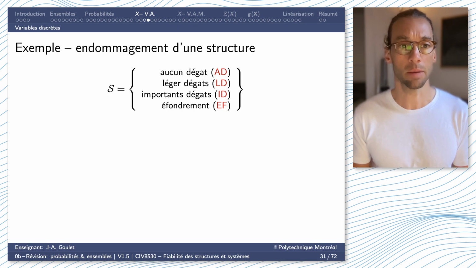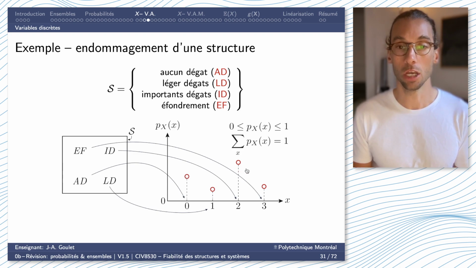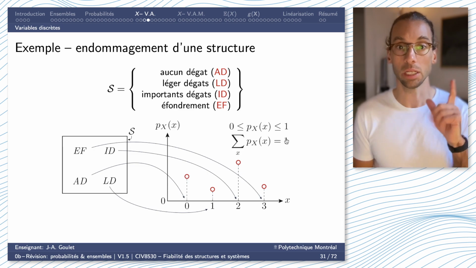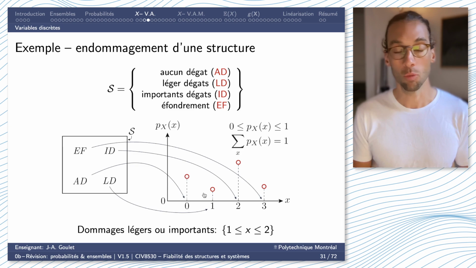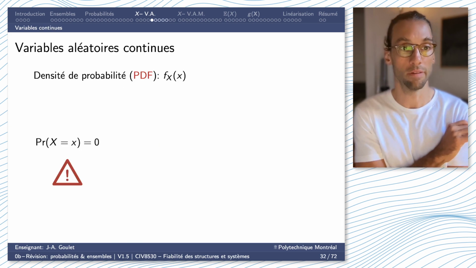So let's look at the example of the damage in the structure. Our sampling space is going to be either no damage, light damage, important damage, or collapse. We can define here on our real line these four possibilities, and the height of the bar is going to represent the probability of each of those events, and the sum of these probabilities must obligatorily be 1. We can create an event. So an event x between 1 and 2 is going to be the collection of probabilities of these two events.